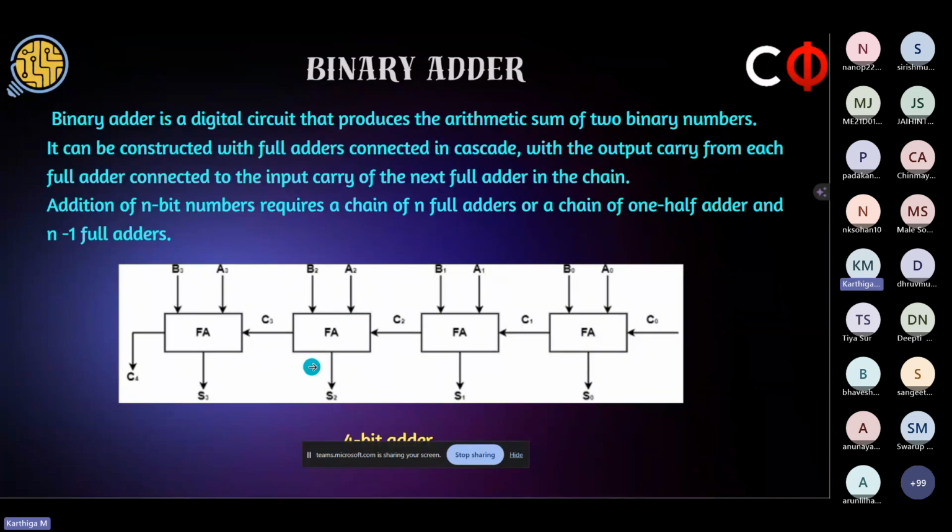So obviously, to perform the addition of n-bit numbers, we need n full adders, because each full adder performs the addition of each bit from both the binary numbers. So you'll need n full adders to complete the addition of each and every bit of that n-bit binary number. So the carry output of each full adder is given as input to the next connected full adder. That is all about the binary adder.